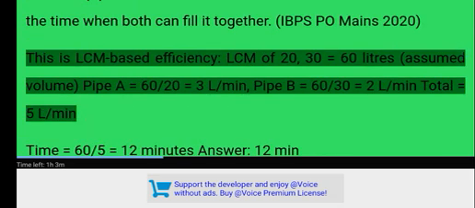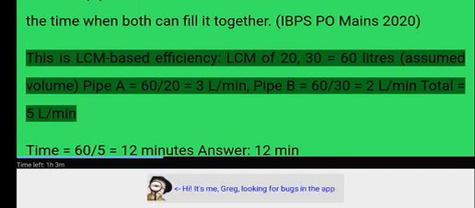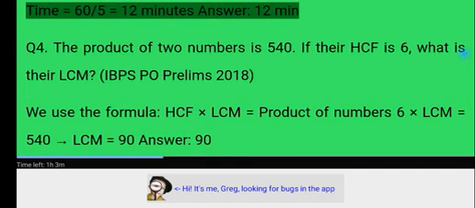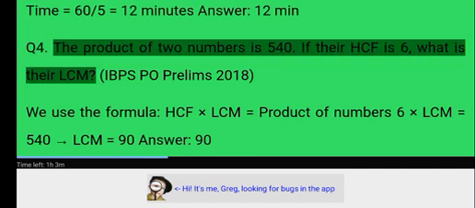This is LCM-based efficiency. LCM of 20 and 30 equals 60 liters. Assume volume 60. Pipe A equals 60/20 equals 3 L per minute. Pipe B equals 60/30 equals 2 L per minute. Total equals 5 L per minute. Time equals 60/5 equals 12 minutes. Answer, 12 minutes.